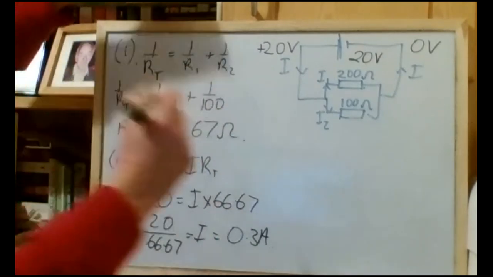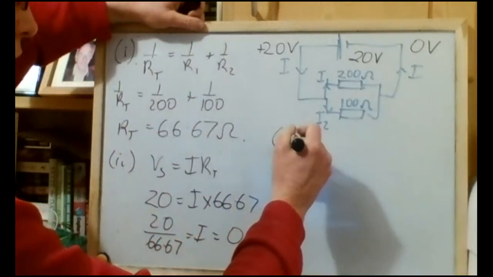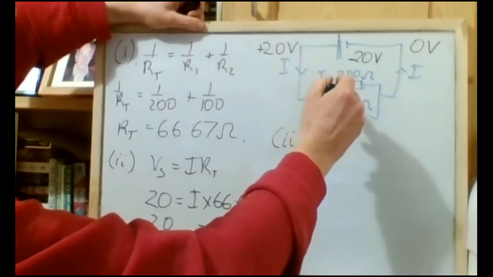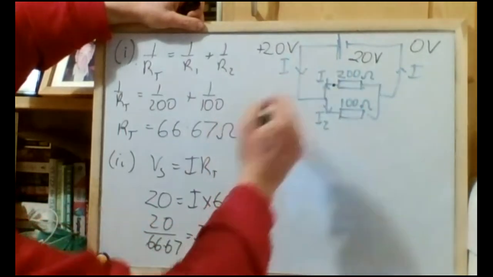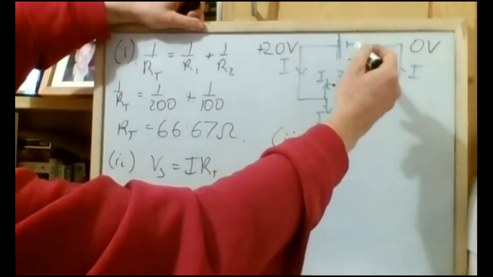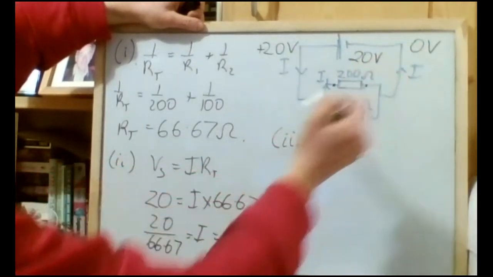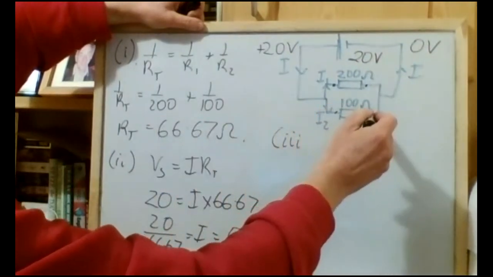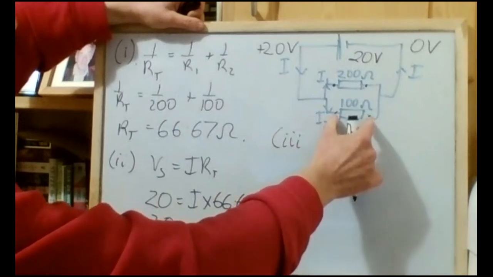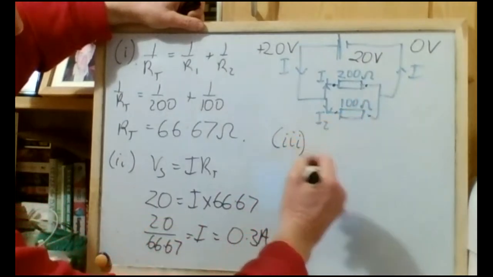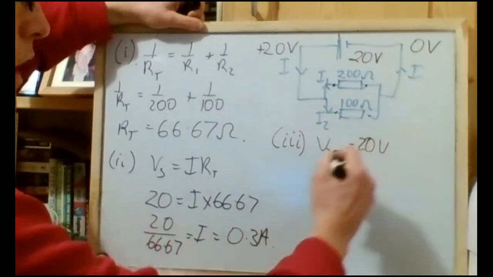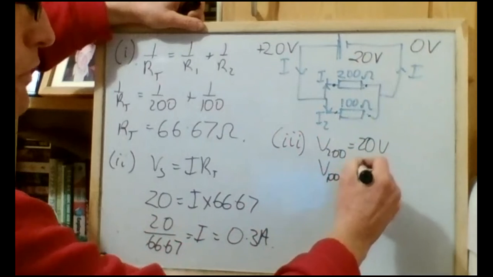The PD across each of the resistors, now remember, if we think of that all the way out here, the potential there is 20 because it's connected by a simple wire all the way back to the battery, and the potential here is 0. And the same thing goes for there and there. That's at 20 volts, that's at 0 volts. So the PD here is 20 volts. So V200 equals 20 volts and V100 equals 20 volts.